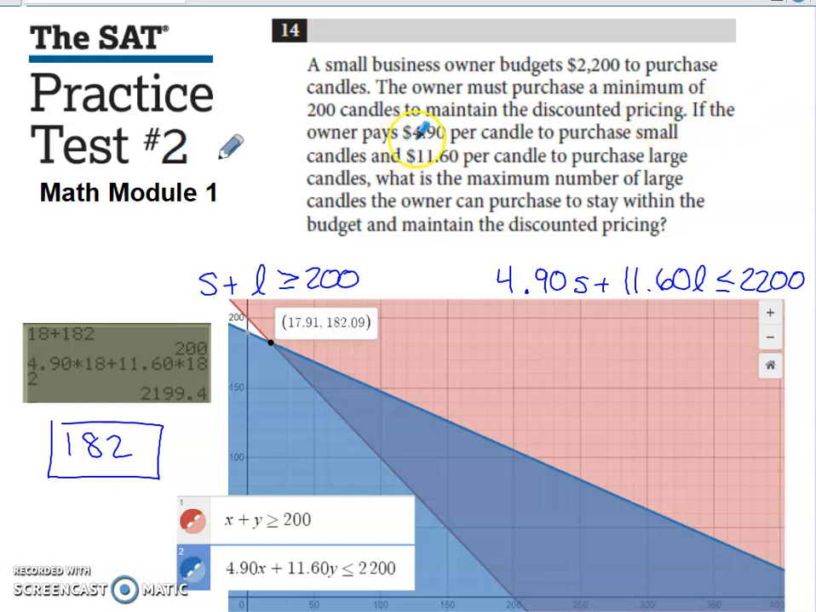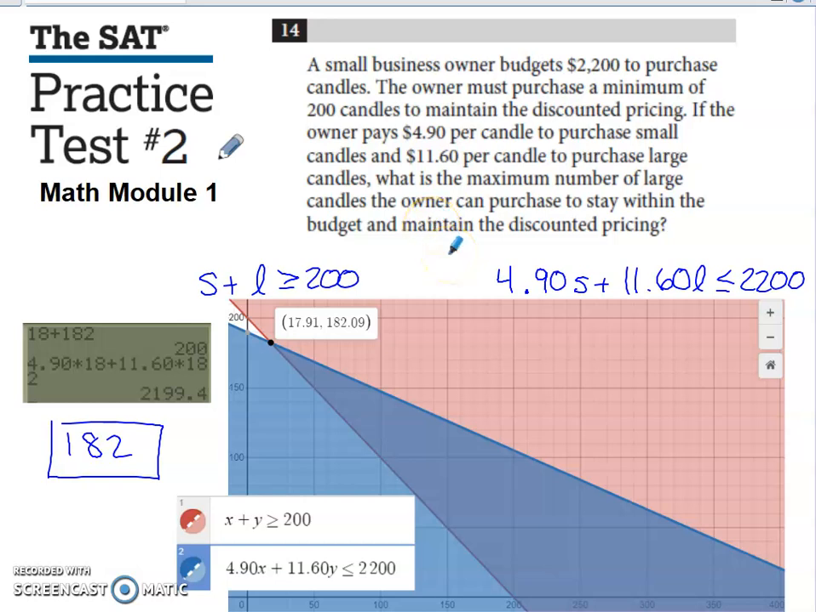If the owner pays $4.90 per candle to purchase small candles and $11.60 to purchase large candles, what is the maximum number of large candles, so the most large candles that the owner can purchase to stay within the budget and maintain the discounted pricing?